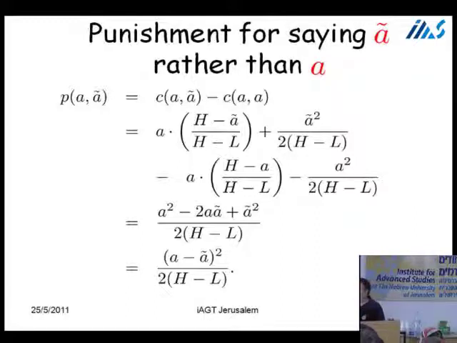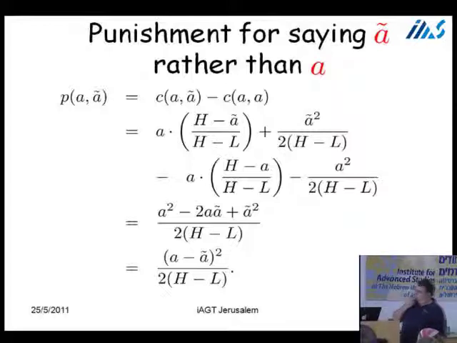And this is what we get. This is in fact the optimal solution we can get when we want one constant additive error. We want to maximize the punishment for constant additive error, and we get the following: the punishment for A to A tilde is (A minus A tilde) squared over 2(H minus L).